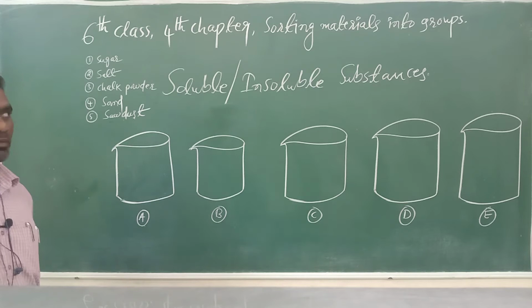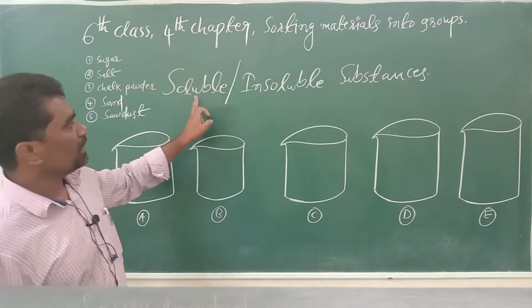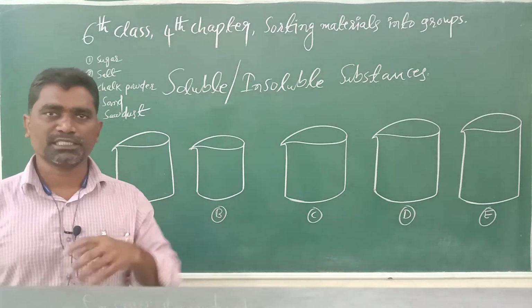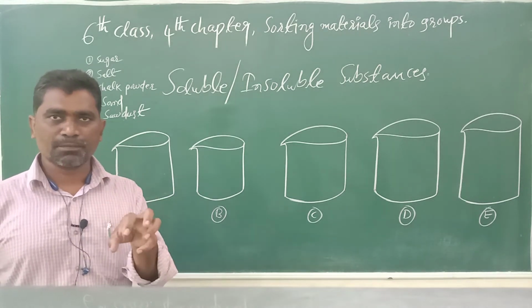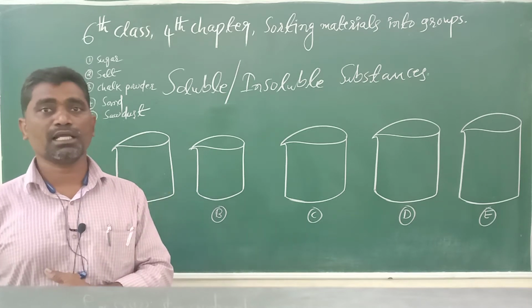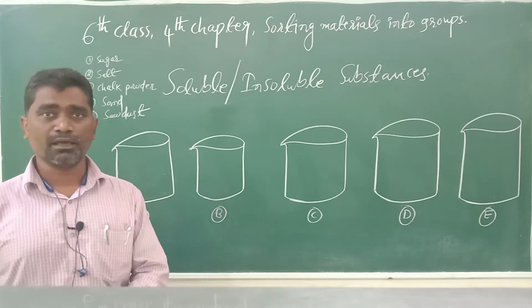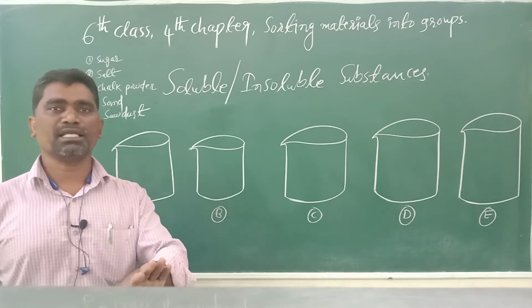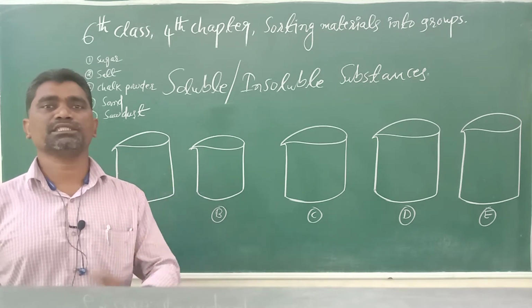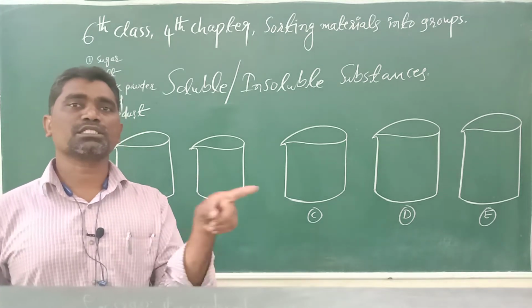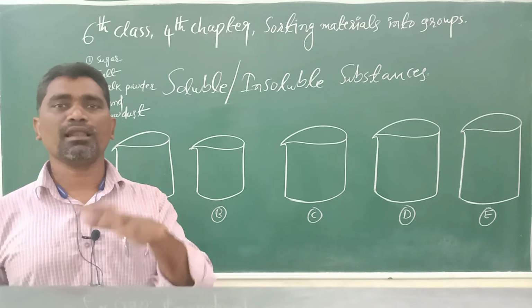Okay students, so our topic name is soluble or insoluble substances. Soluble substances means substances which can dissolve in water. Nothing but, when one substance is put in the water, if it disappears, then that substance is called a soluble substance. If it doesn't disappear, then it is called an insoluble substance.